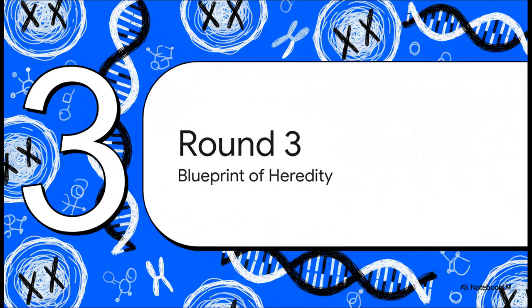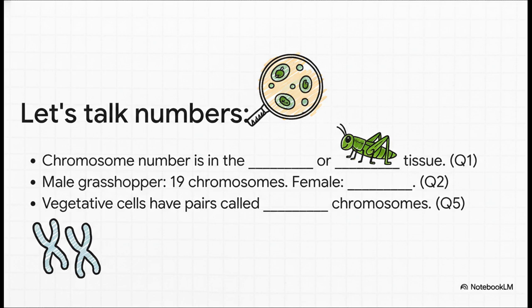This time, we're diving deep into the cell's nucleus to talk about the blueprint of heredity itself. Okay, time for a little bit of biology by the numbers. First question. A species' chromosome number is found in what two types of tissue? Next, a fun one. The male West African grasshopper has 19 chromosomes, so how many chromosomes does the female have? And last, most cells have pairs of identical chromosomes called what?